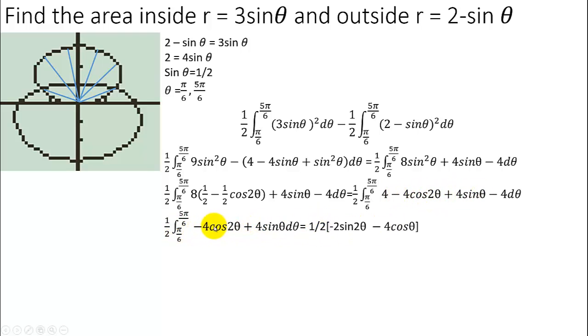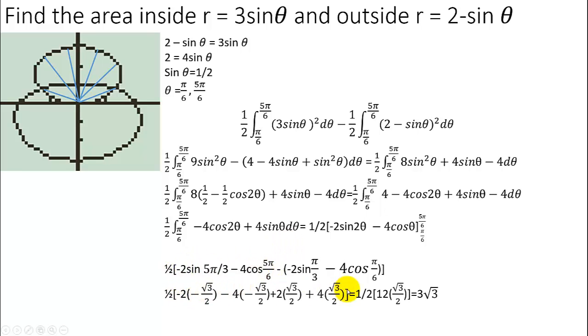And then we can finally integrate. Negative 4 cosine 2 theta is negative 2 sine 2 theta, and 4 sine is minus 4 cosine. And we're integrating from pi over 6 to 5 pi over 6. When we plug the values in and do a little arithmetic, we get 3 square root of 3.